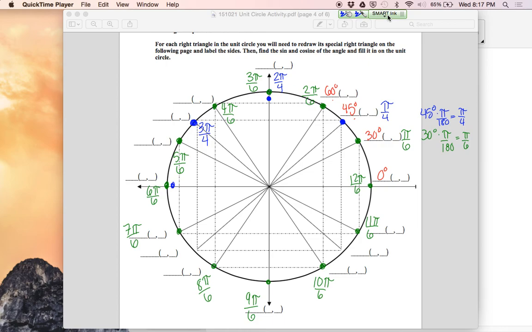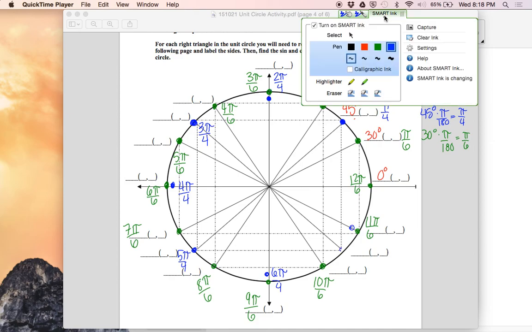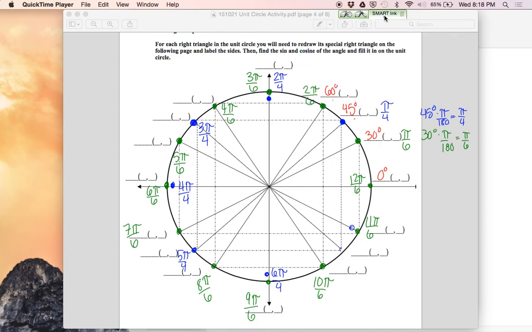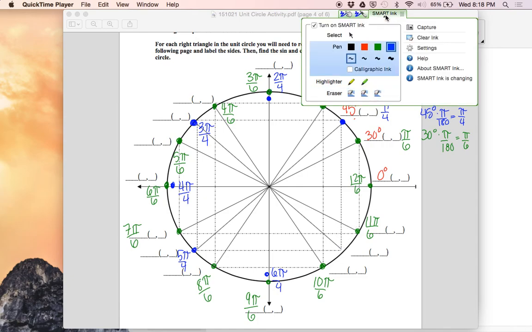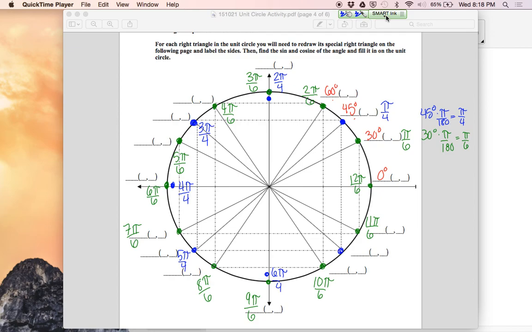And I'm going to continue going around my unit circle. 4 pi over 4. 5 pi over 4. 6 pi over 4. Okay, here we are at 7 pi over 4. And then back up here, they overlap, and that's 8 pi over 4.